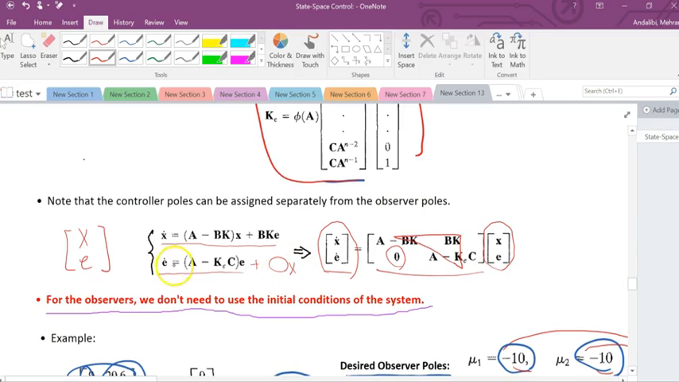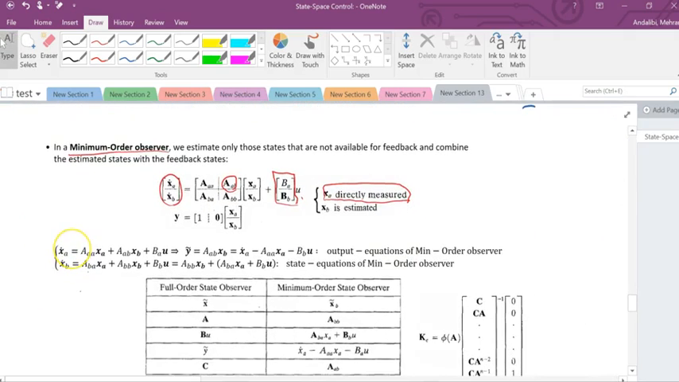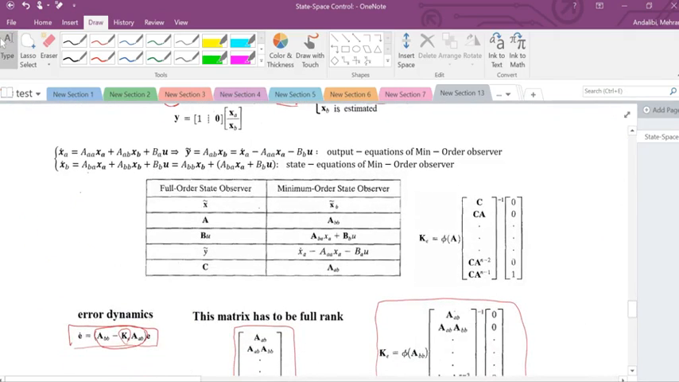So controller will have no effect on what? On the estimator, the observer, and vice versa. So you can separately assign the controller poles from what? From the observer poles. And if you choose one of them, the other one can be independently selected, and it has no effect on it. Okay, so observer dynamics is isolated from the controller dynamics. And that's the same thing for a minimum state observer, a minimum order observer. Okay, so I just wanted to clarify that for you.